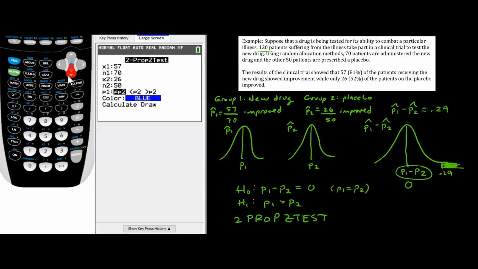And then let's make sure that we select the correct alternate hypothesis. In this case, we're hypothesizing that the proportion of people taking the new drug is going to be greater than the proportion of people taking the placebo.